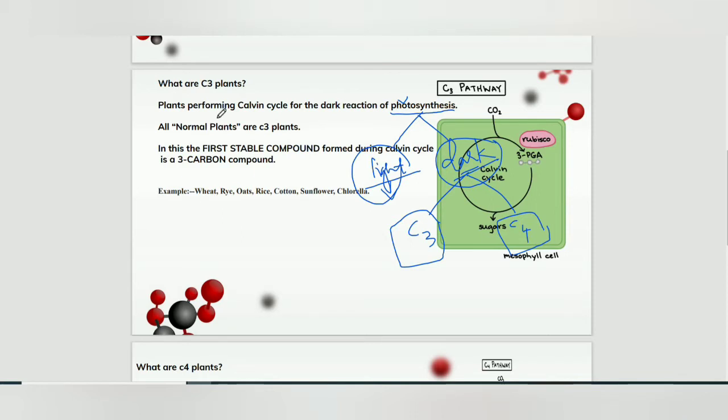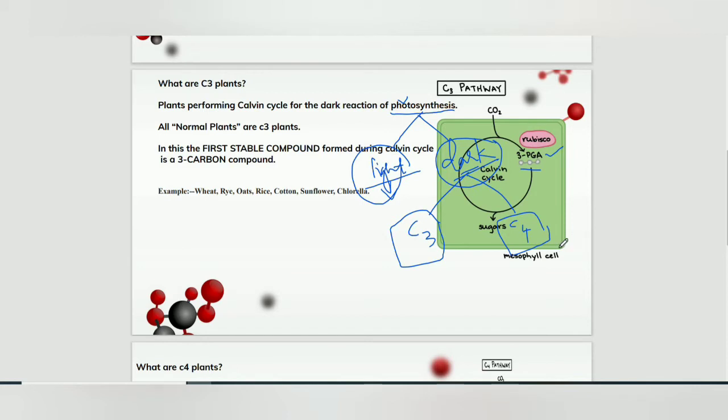Now, all the normal plants are C3 plants, and they have the first stable compound formed during the Calvin cycle in the dark reaction phase as a 3 carbon compound. And the 3 carbon compound formed is 3-phosphoglyceric acid. It contains 3 carbons. That is why the cycle is known as the C3 cycle.